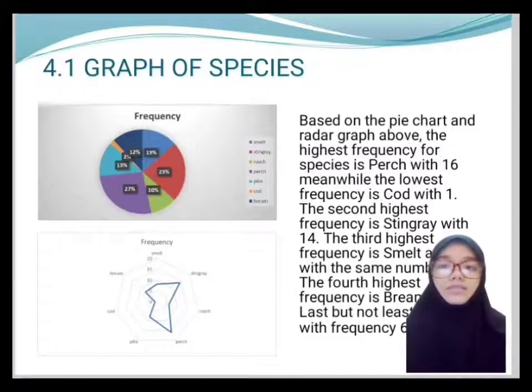The third highest frequency is Mel and Pike with the same number of 8. The fourth highest frequency is Bream with 7. Last but not least is Rose with frequency 6.